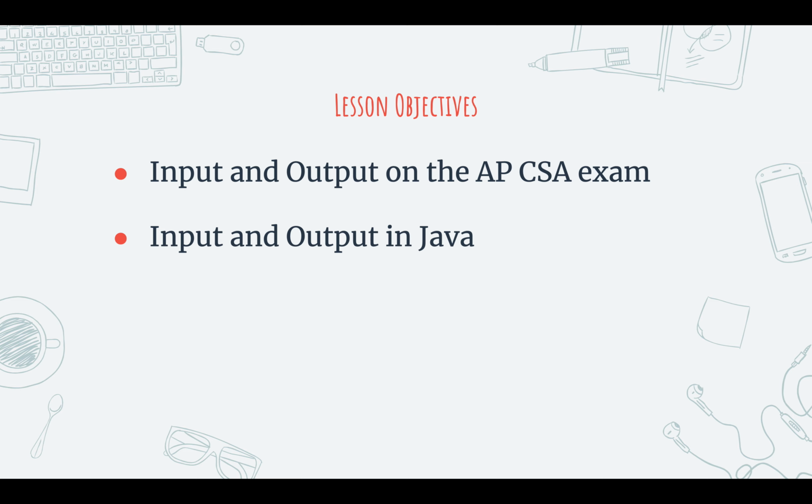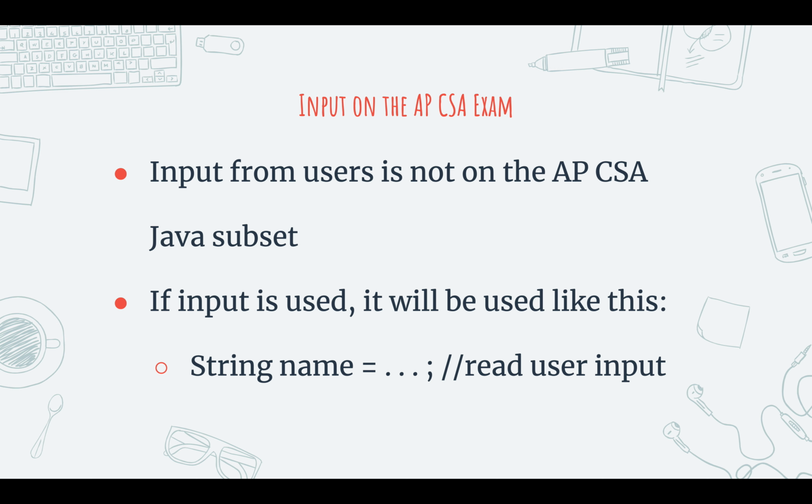So, lesson objectives: input and output on the AP CSA exam, and input and output in Java. So, input on the AP CSA exam. Input from users is not in the AP CSA Java subset. As I said before, it's not necessarily tested the way that we do it in this lesson.